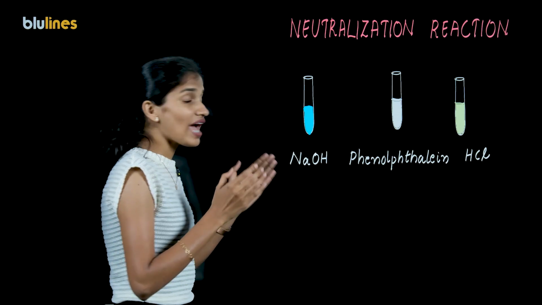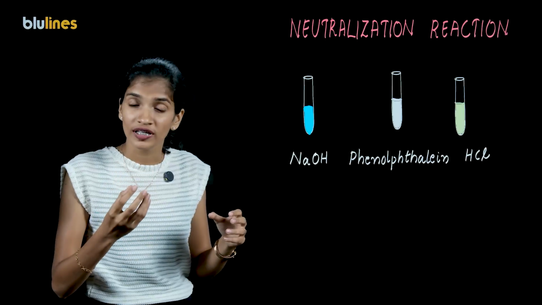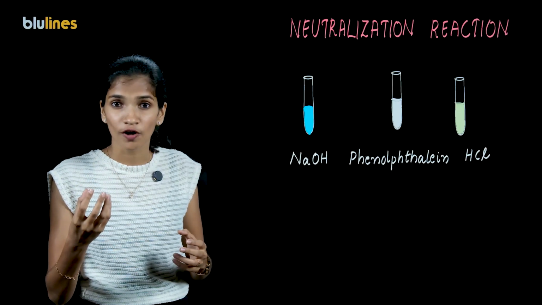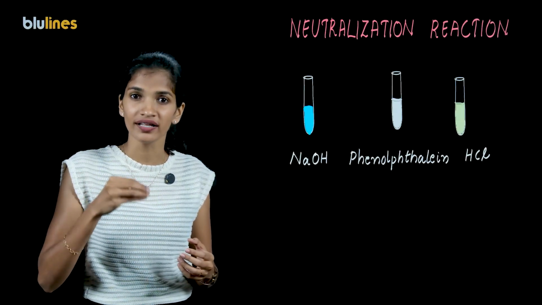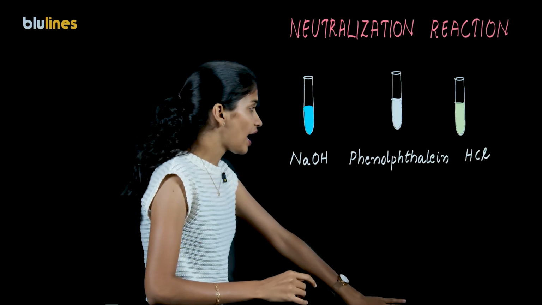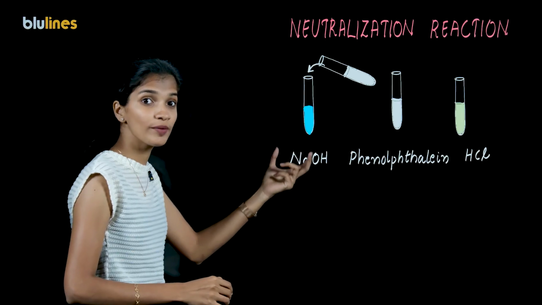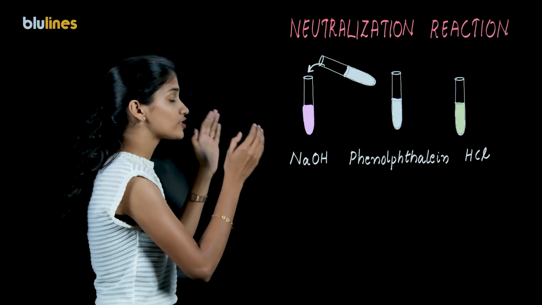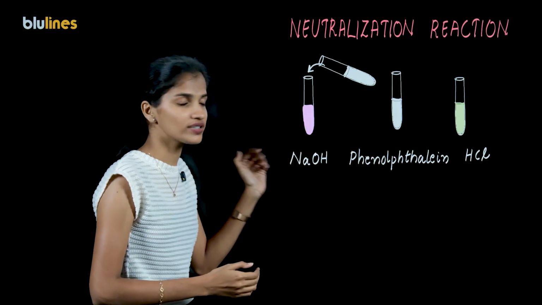We learned in the previous class that when phenolphthalein is added to a basic substance, the colorless phenolphthalein will give a pink color. It imparts pink color in a basic solution. So let's see what is going to happen. I am adding this phenolphthalein into NaOH, sodium hydroxide, which is a base. Then what is happening? The sodium hydroxide's color has changed to pink.